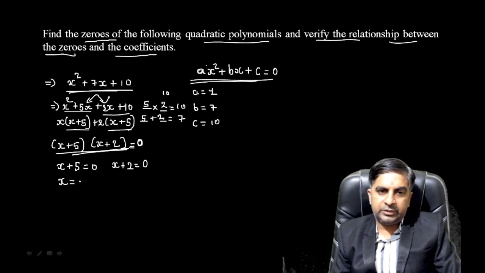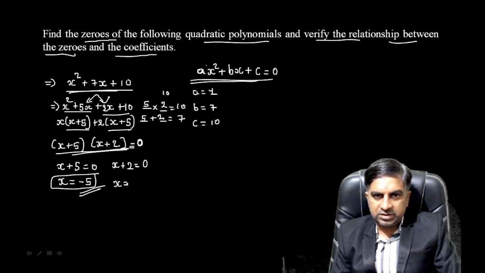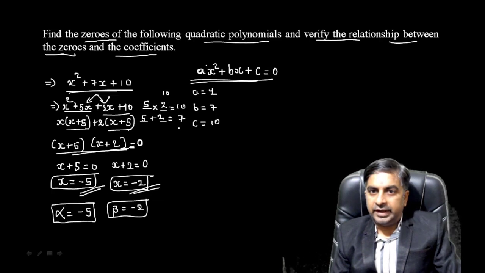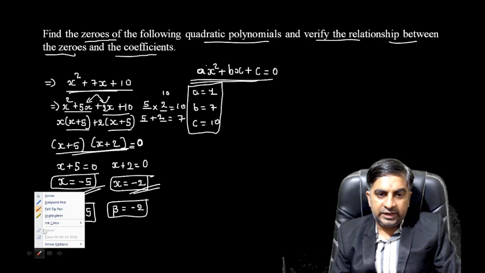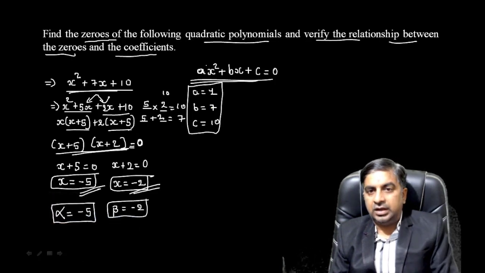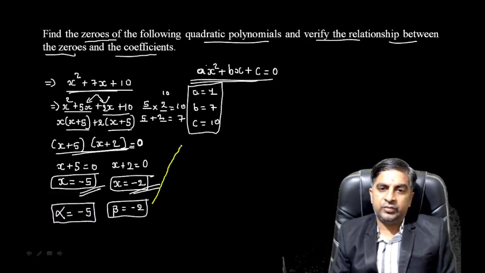How? By taking plus 5 to the other side, it becomes minus 5. So one zero is minus 5 and the other zero is minus 2. You can call them alpha and beta: alpha is minus 5, beta is minus 2. Now these are the zeros and these are the coefficients. Now we are going to find the relationship between coefficients and zeros.